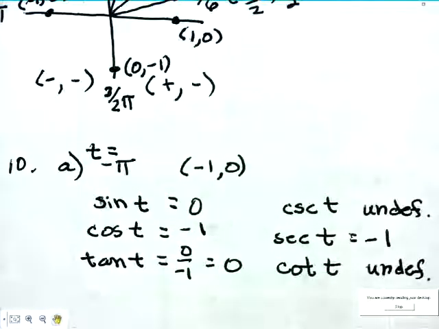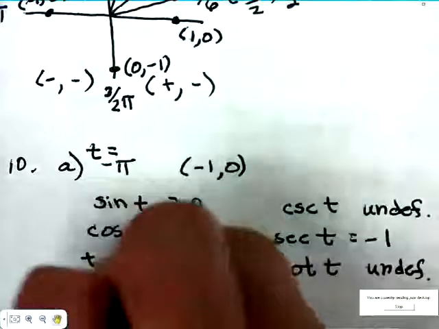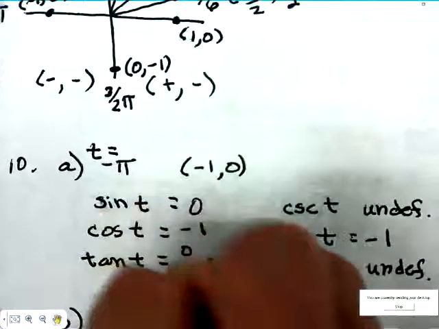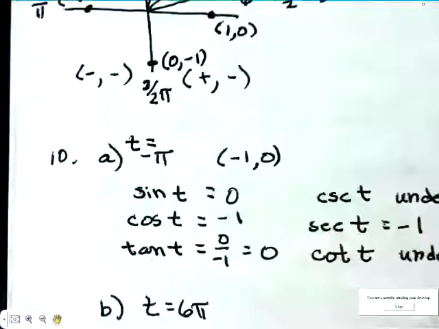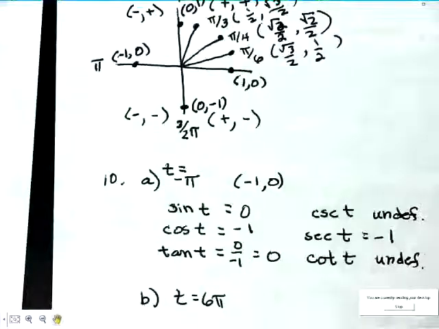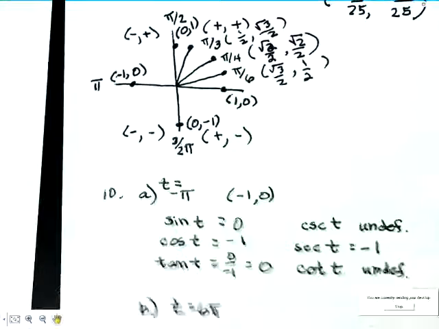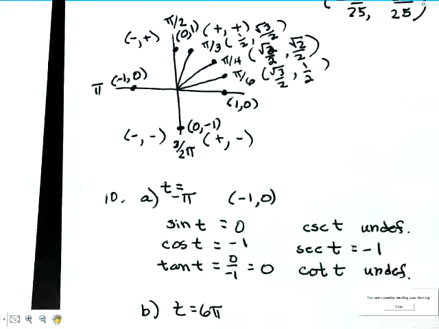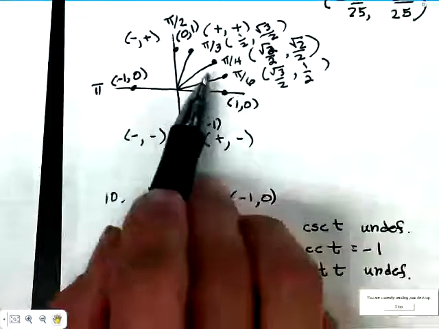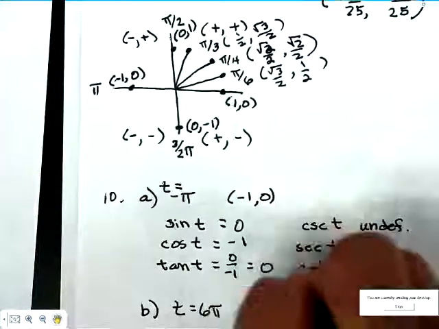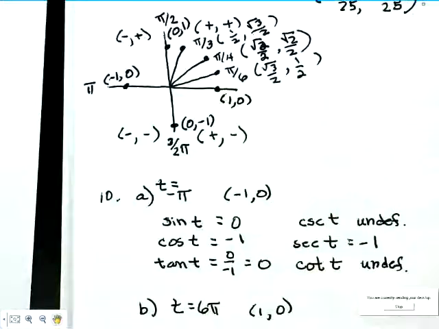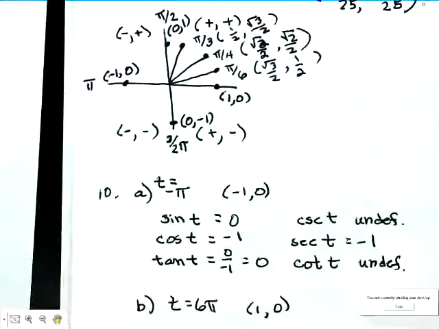So 10b says t is 6 pi radians. Where would going around the circle 6 pi radians land you? Back on the positive x-axis, because 2 pi would be once around the circle, 4 pi would be twice, 6 pi would be 3 full times around the circle. So the ordered pair is 1, 0. Number 12, let's do the B part.